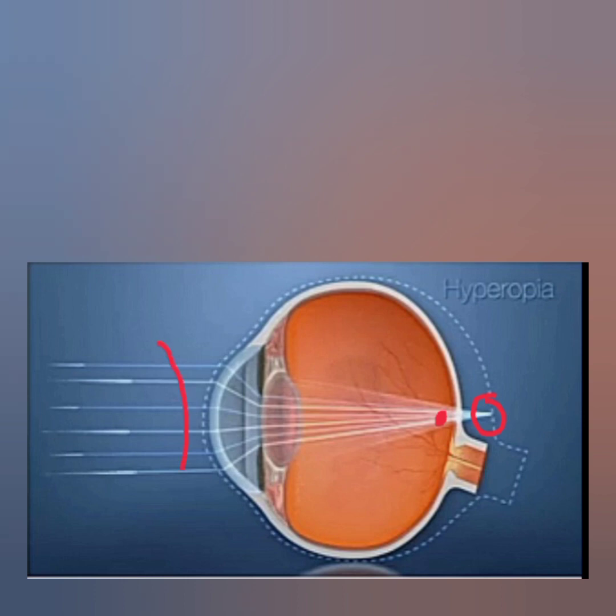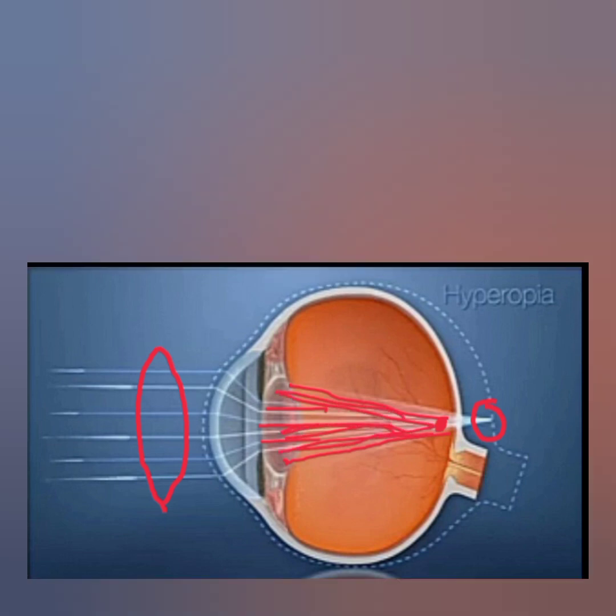So we're going to place here a convex lens that will help to refract the light in a way that brings the focal point forward onto the retina, allowing the person to see a close-up object more clearly with the help of a convex lens.